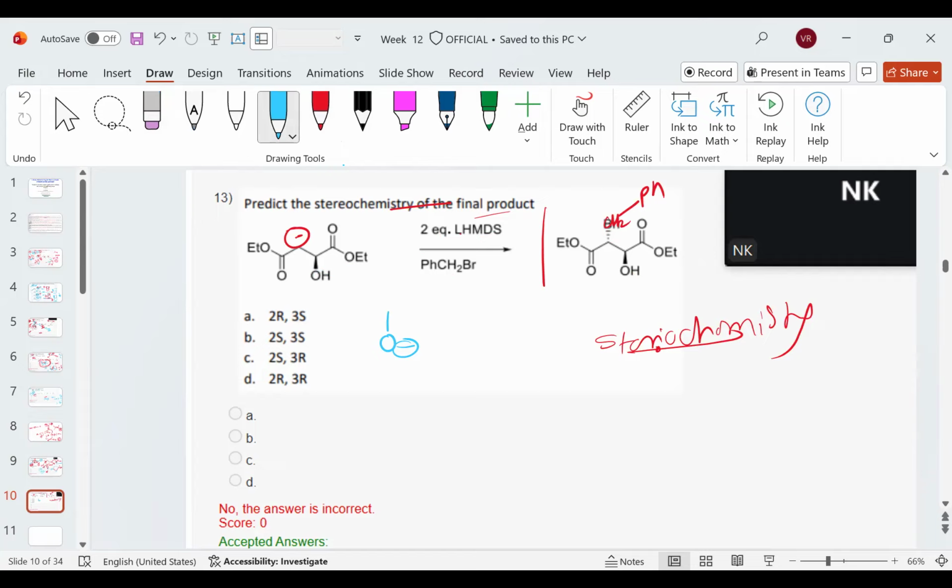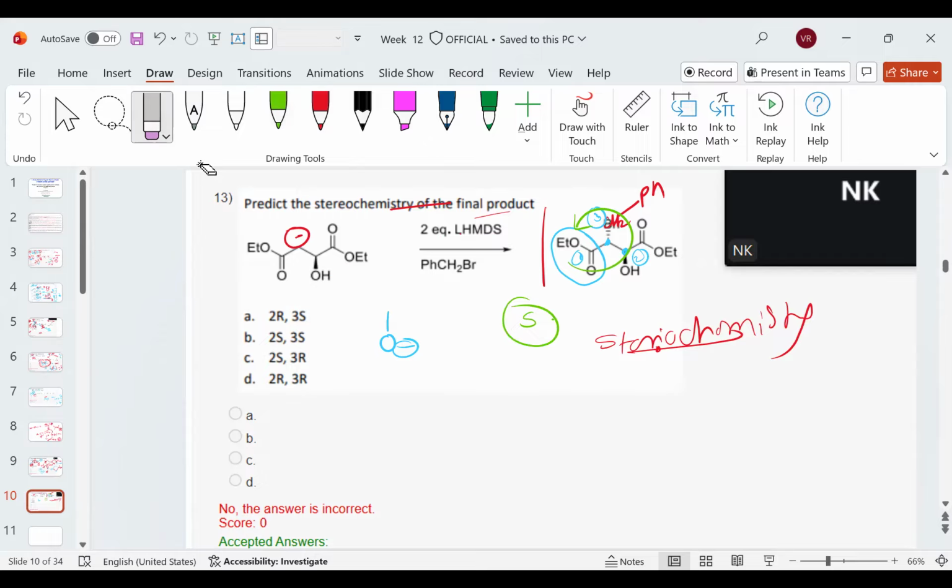If I give the numbering at these chiral centers, what will get the first priority? Obviously, this entire group will get the first priority. The second priority goes to this carbon, which has the carbonyl group and hydroxyl group attached. And the third priority goes to this one. So the first, second, third. This is S, right?